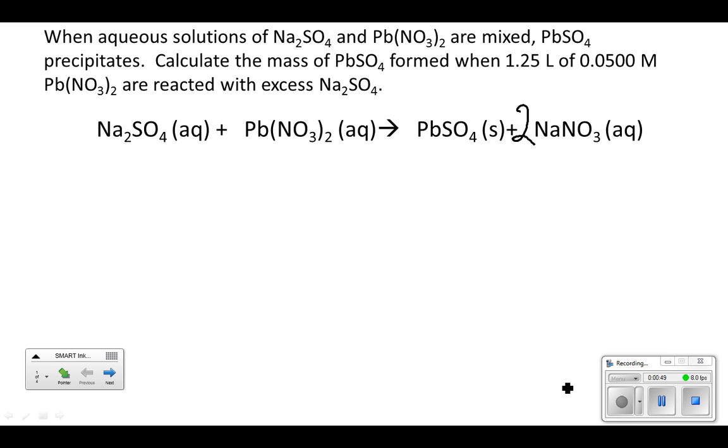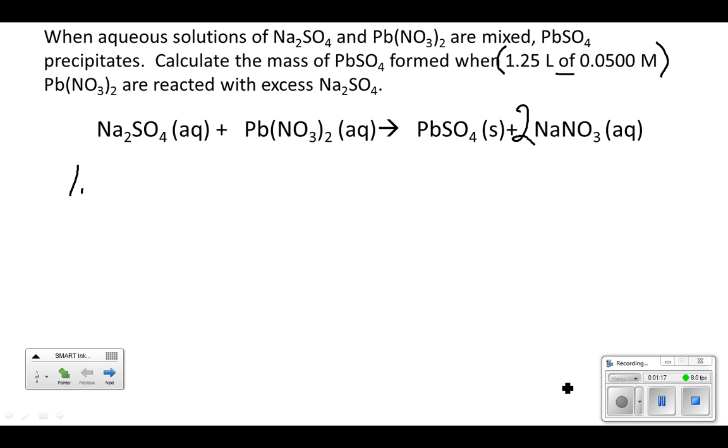All right, so the next step in one of these problems is to change what we're given into moles, and what we're given is 1.25 liters of 0.0500 molarity, and that's lead-2 nitrate. Now we can look at this a couple of ways. We can look at this from a purely mathematical standpoint. If it's got an "of" in between two numbers, we know that we're going to multiply them together. Let's just do it that way and see what happens.